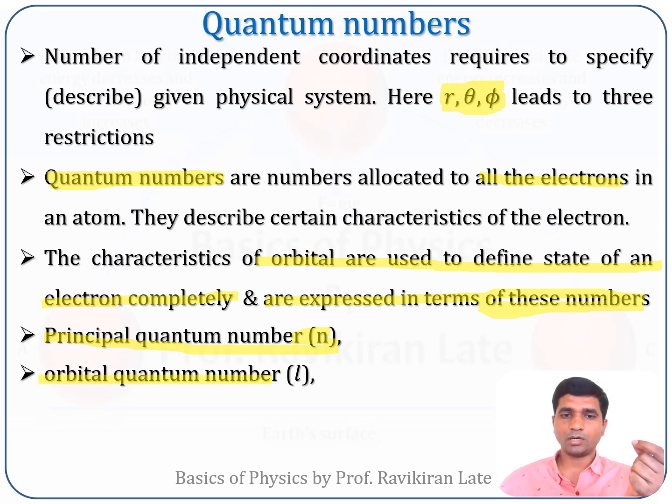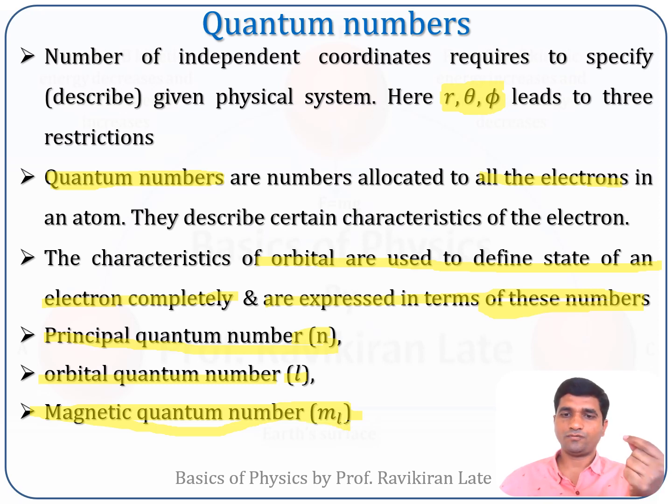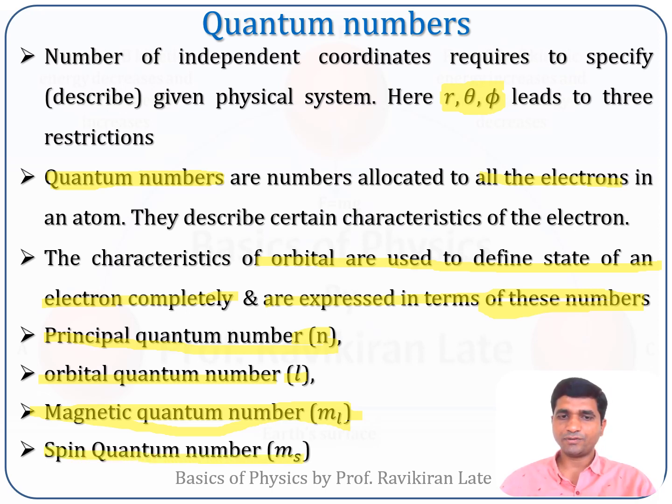The second is the orbital quantum number, denoted by L, which we get as a restriction from the theta part, and the magnetic quantum number, represented by ml, which is the restriction obtained from solving the phi part of the solution. And last we will discuss the spin quantum number, which has a different origin, but we will discuss it because it comes under the heading of quantum numbers. So these 4 quantum numbers are required to specify the state of any electron inside an atom.